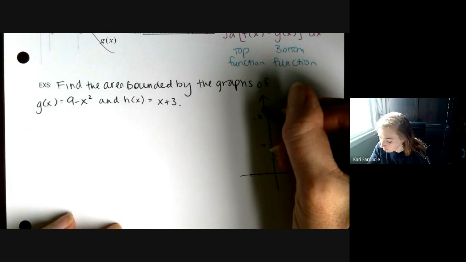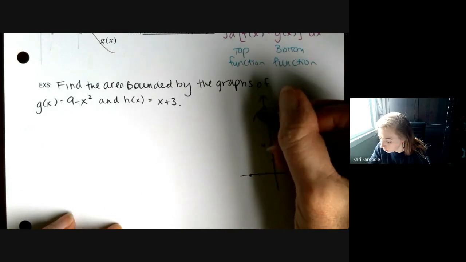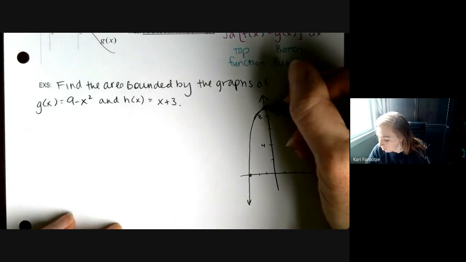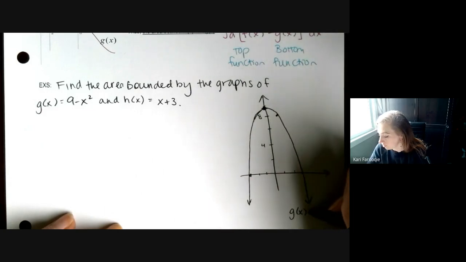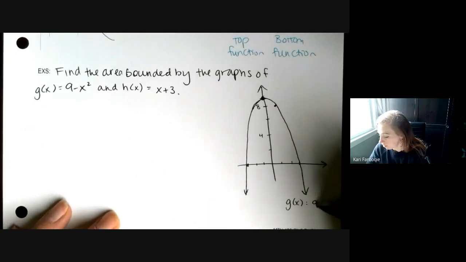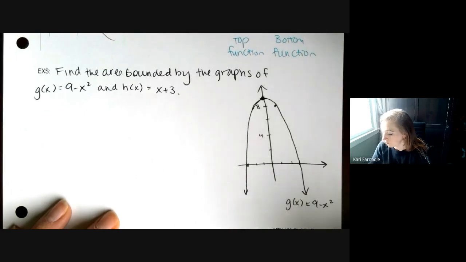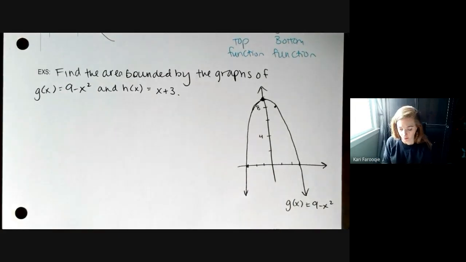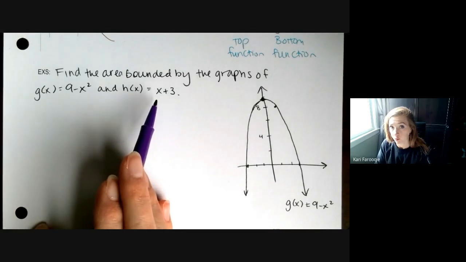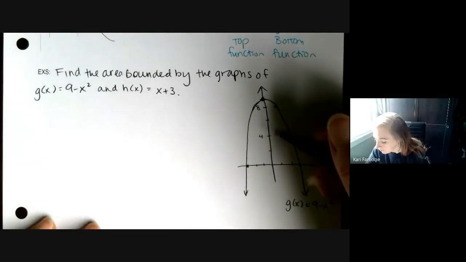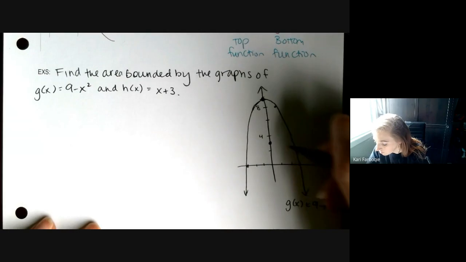We have this situation here. We have this parabola. This is g of x equals 9 minus x squared. And then the other graph is h of x is x plus 3. So y equals mx plus b, the slope is 1, the y-intercept is 3. So that means the y-intercept is here at 3.